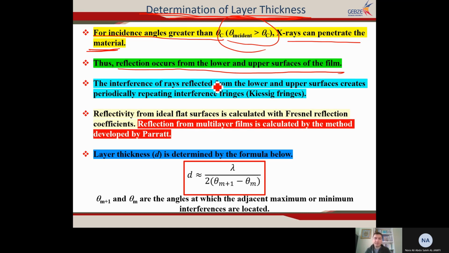Let me explain by drawing the figure here. Let's say this is the silicon substrate, and this is, let's say, a platinum single layer. One X-ray is reflected from the surface of the platinum, and another one is reflected from the bottom surface of the platinum. Look at the thickness. This has a certain thickness, okay? And this has a certain theta angle.